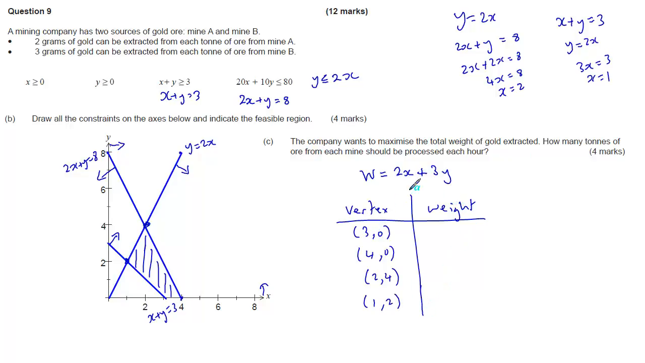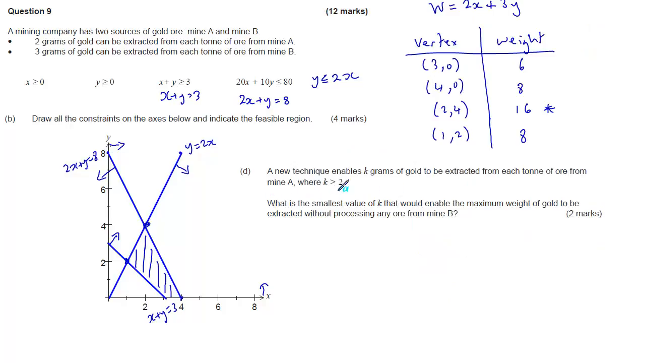So this would be 6, this would be 8, this is going to be 4 plus 12, which is 16, and this will be 2 plus 6, which is 8, and so this is the best. So we want 2 tons from A and 4 tons from B.